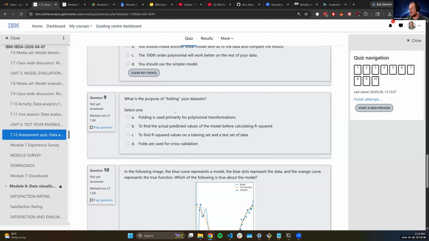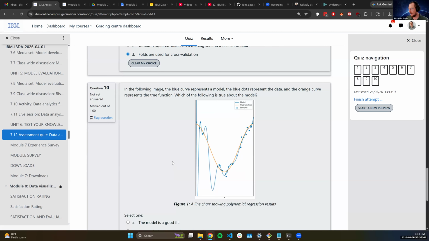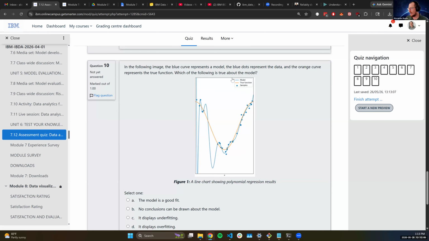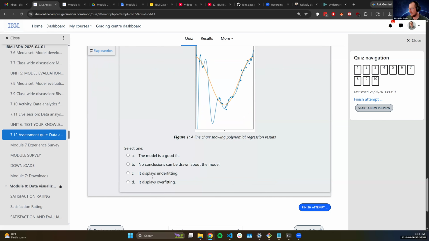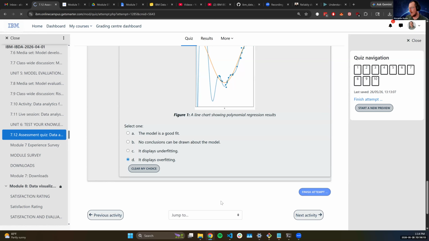What's the purpose of folding? Folds are used in cross-validation. Essentially, they allow you to remove biases of a train test split out of your model training workloads. And then here's our ridge regression, I think, whatever it's showing. What is true about the model? The model is overfit. As you see here, it finds patterns in the blue curve that don't actually exist in the real world. So it's finding patterns that aren't actually there, which means it's overfitting. It's not a good fit, it's not underfit, it's overfitting to our training set. All right, let's see how we do.